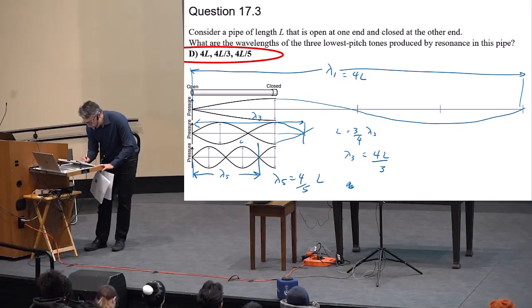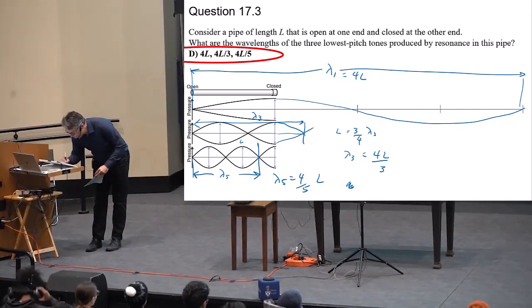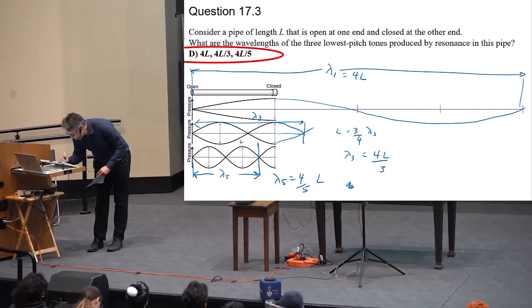This is another lambda right here. This is lambda 3, I guess, from here to here. And this is L over here. So I think L is going to be 3/4 of the lambda 3. So I think lambda 3 is equal to 4 times L divided by 3. You can sort of see. And then this one here, this is your lambda 5 from here to here. So lambda 5 is equal to 4/5 of L.